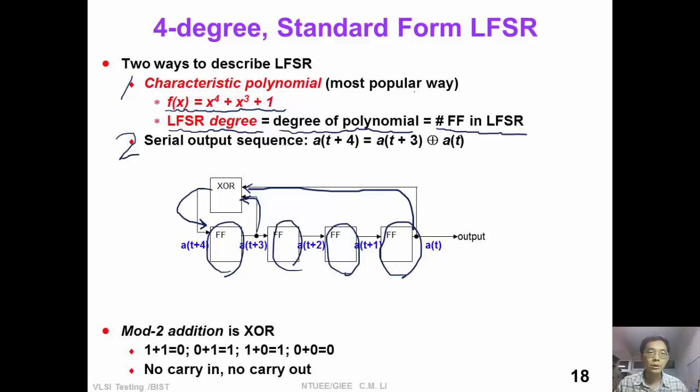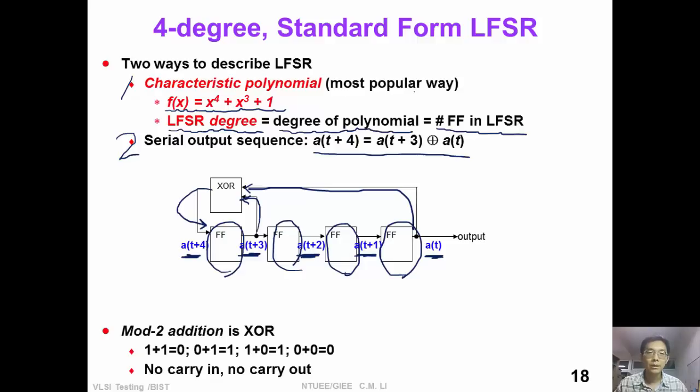A second description for this LFSR is to describe the output sequence. Let's say the output sequence is a(t). So this output is a(t+1) because it's a time-shifted version of a(t). This output is a(t+2), this is a(t+3), and this is a(t+4). So we can write this equation: a(t+4) is equal to a(t+3) plus a(t).